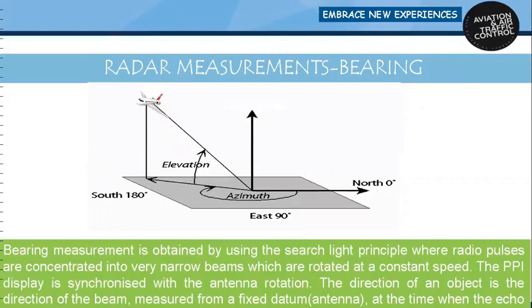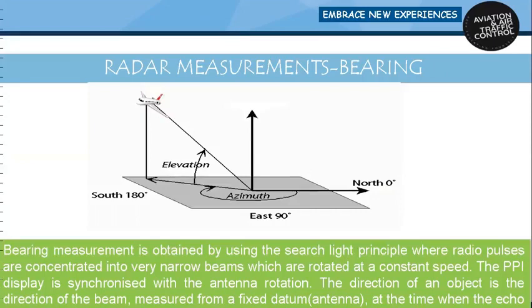Radar measurement of bearing of target. Target angle judgment is another critical capability of radar systems. In order for a radar system to detect a target, the antenna must be pointed at the target during the transmission and reception of radio frequency energy.